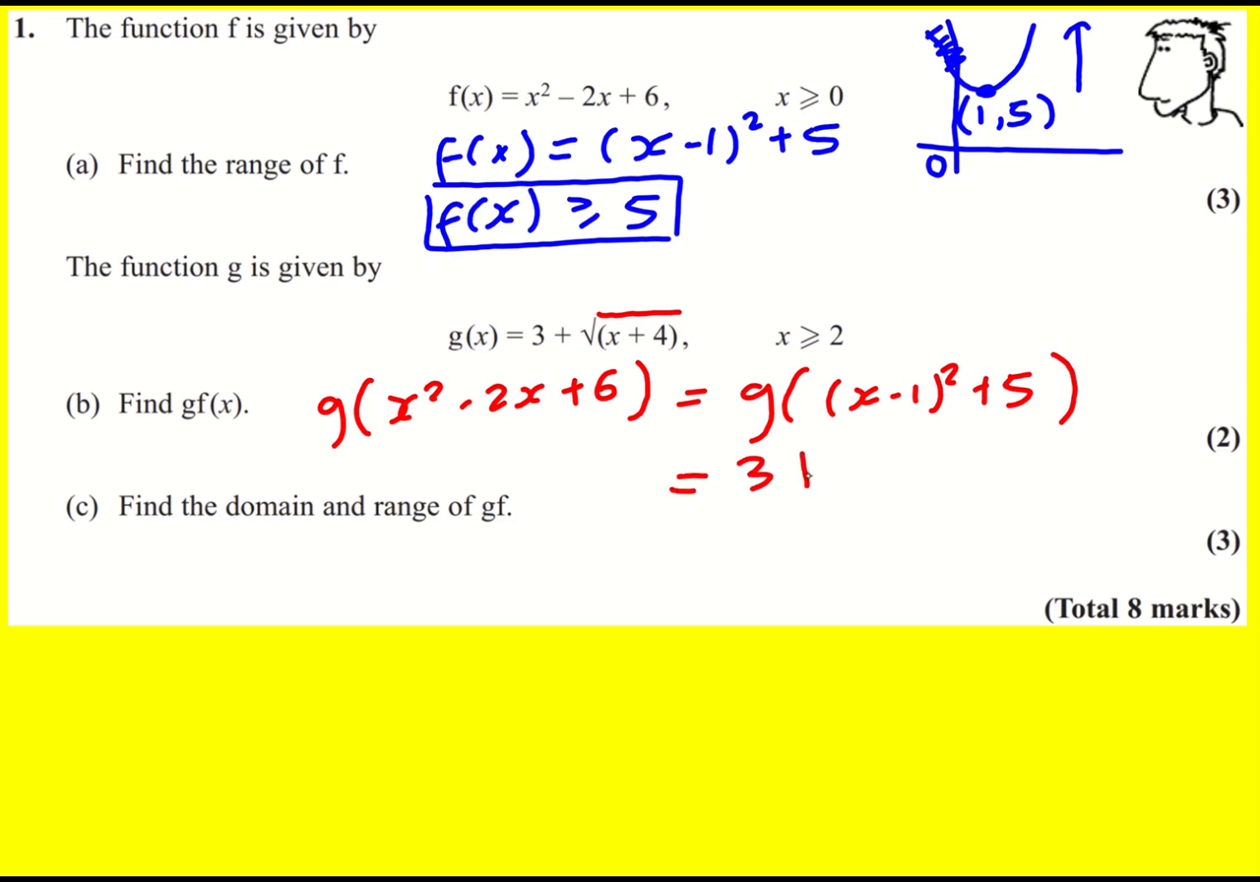So then I get 3 plus the square root. I replace all my x's by (x minus 1) squared plus 5. Then I add 4 to it, so it's (x minus 1) squared plus 9. And that's going to be my final answer. I could expand the quadratic, but I think that's okay as we've got it.